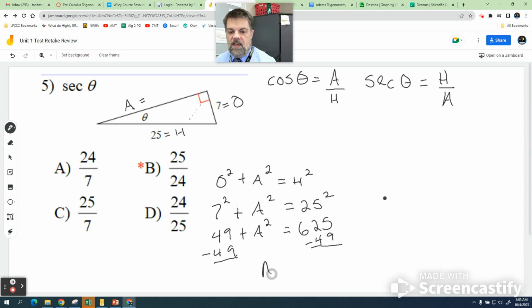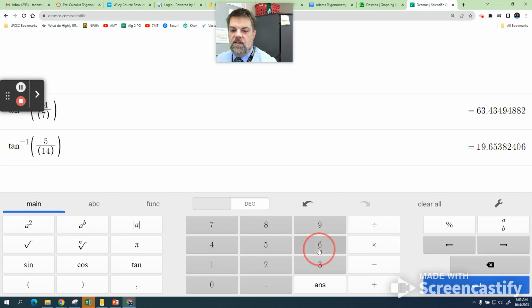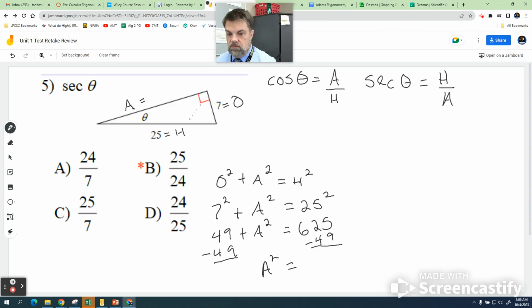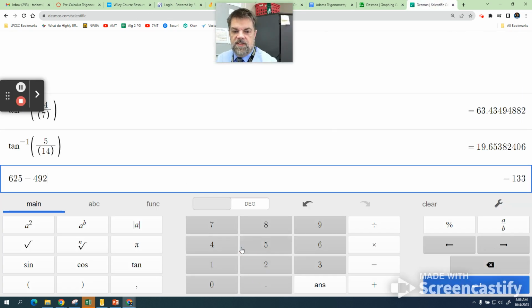So I get a squared is equal to, holy moly, what is that? 625 minus 49, I don't know. Let me just double check. 625 minus 49 is equal to 576. Okay. I wonder if that's 24 squared. Maybe. I don't know. Let's see.